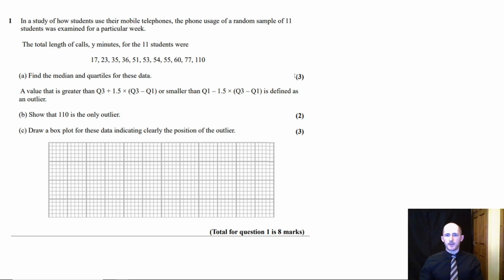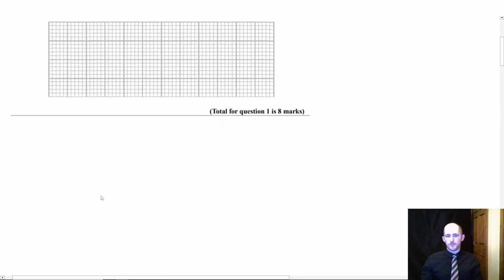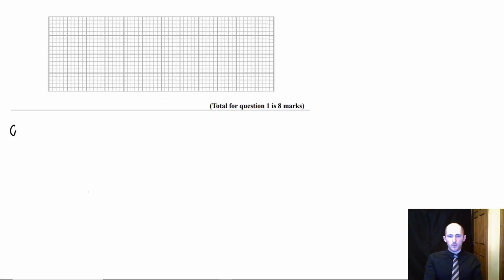So in a study of how students use their mobile telephones, the phone usage of a random sample of 11 students was examined for a particular week. The total length of calls in minutes for the 11 students were given, and we need the median and quartiles for this data. So the quartiles are Q1, Q2 and Q3.